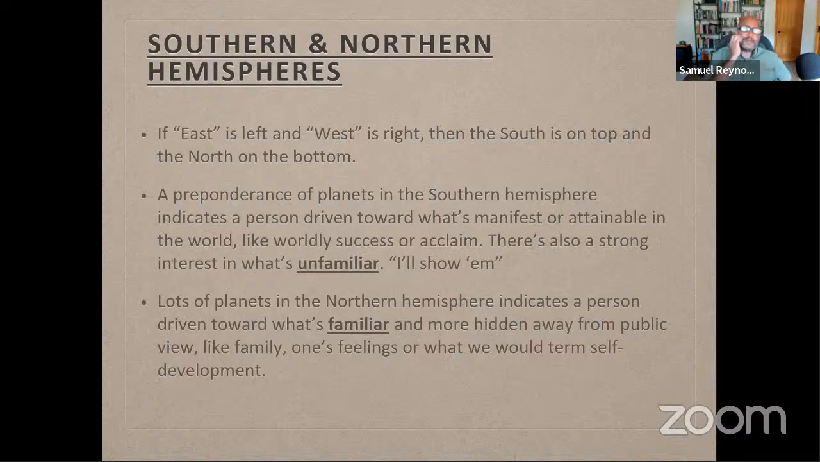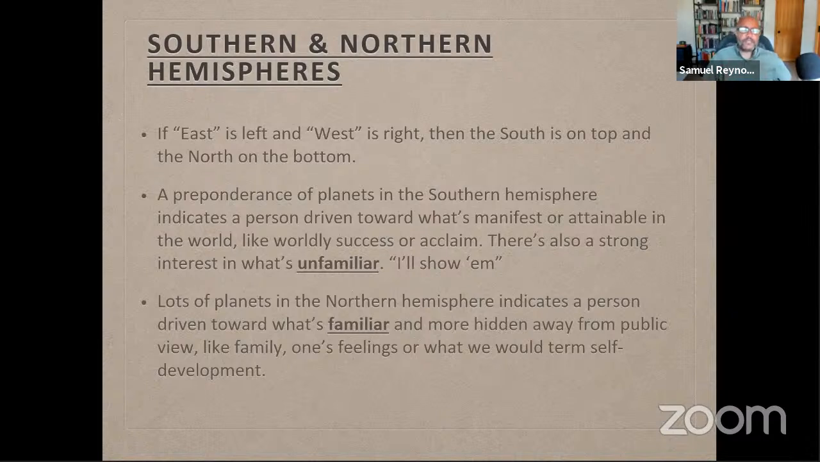Now, remember, I know it's confusing because our inclination when we think about maps is top is north and south is bottom, especially for those of us who are more so in the Northern Hemisphere. Literally, when I say Northern Hemisphere, I mean like in the world, in the globe. But south is top, northern is bottom. And when you have a preponderance of planets in the Southern Hemisphere, the top, it indicates a person driven toward what's manifest or attainable in the world, like worldly success or acclaim.